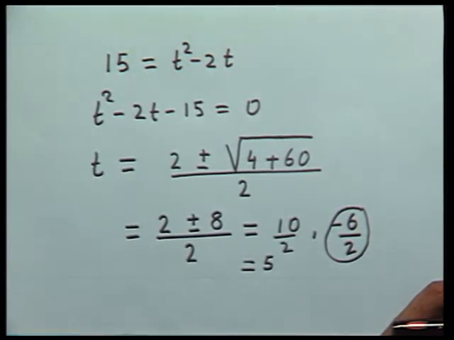Well, the car reaches 15 kilometers at the instant of time t equal to 5. Let us find the velocity of the car at instant of time t equal to 5.